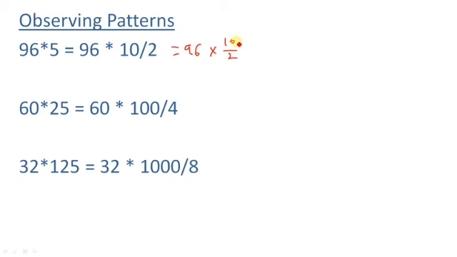So 96 can be represented like this. Now 96 into 10 is 960, divided by 2. Now 960 by 2 is 480.